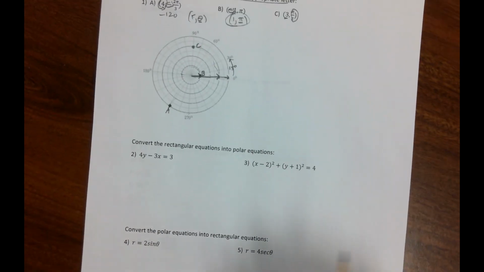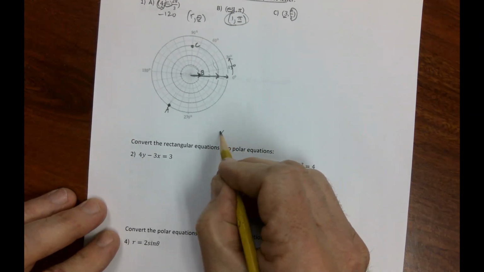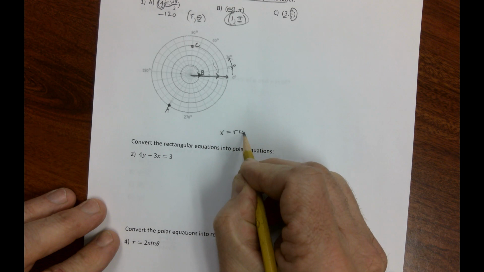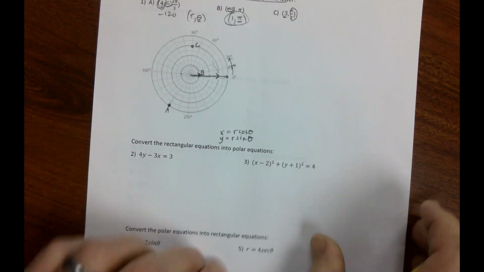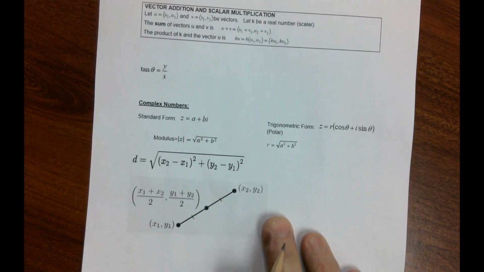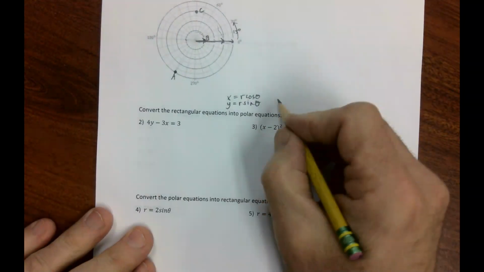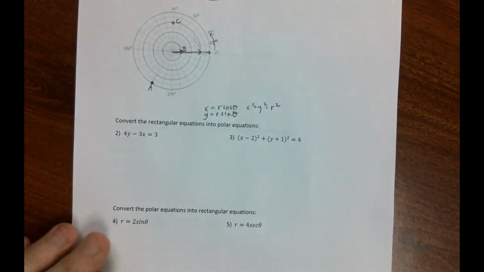So this says convert the rectangular equations into polar equations. Well, remember our little formulas: x equals r cosine theta, y equals r sine theta. And I want to show you guys something. You will have this formula sheet at your disposal. So it's got everything you can need as far as I can figure. If I'm wrong, we'll add something. And then we have x squared plus y squared equals r squared. So there's our 3 formulas.